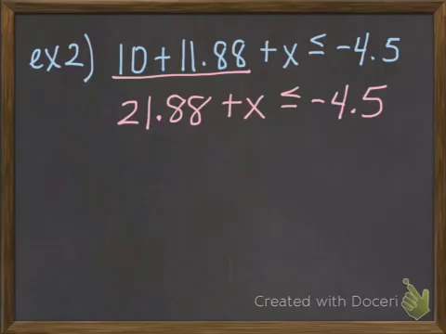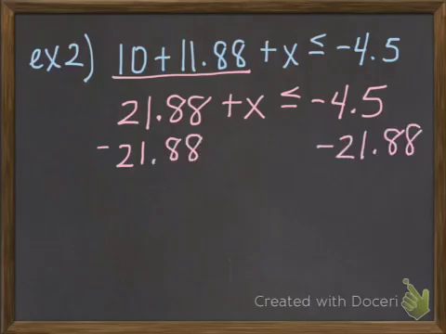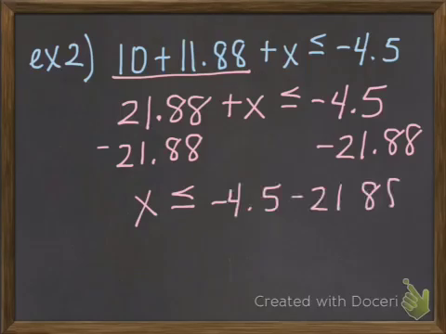Right, now I'm thinking, how can I solve for x? How can I isolate x? And I need to get rid of the 21 and 88 hundredths. So I need to subtract, because that's the inverse operation, 21 and 88 hundredths to both sides. That leaves me with x on the left is less than or equal to negative 4.5 minus 21 and 88 hundredths.